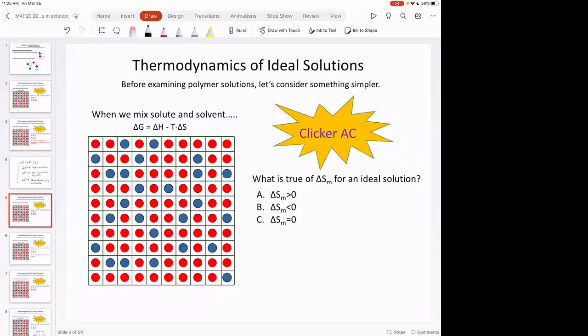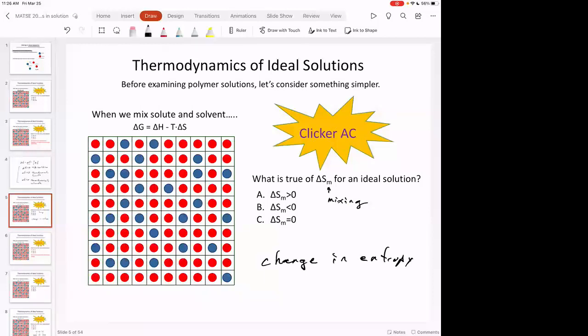Let's see. All right. Here's another clicker question. So we're mixing this solute and solvent again, or two different molecules. We don't have to call it solute and solvent. We could just say we're mixing two molecules. What is true of delta S of mixing? I should say that this little subscript means mixing. And notice delta S is change in entropy.